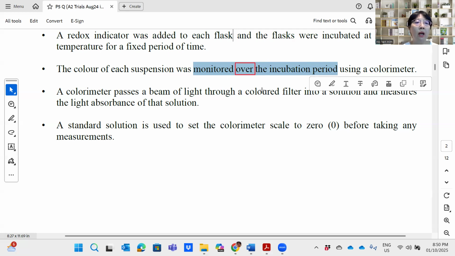That means to say that if the incubation period is 10 minutes, monitor over the incubation period means in between the 10 minutes, at 2, 4, 6, 8, 10, probably I will read the red color at a fixed time interval over the 10 minutes of incubation period. This is the meaning of monitor over the incubation time period.